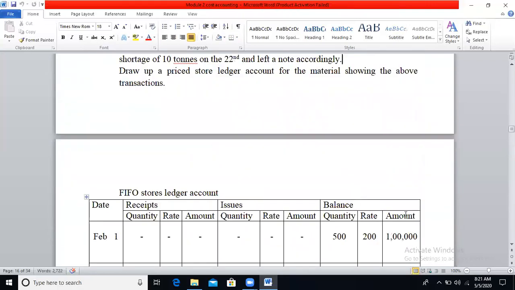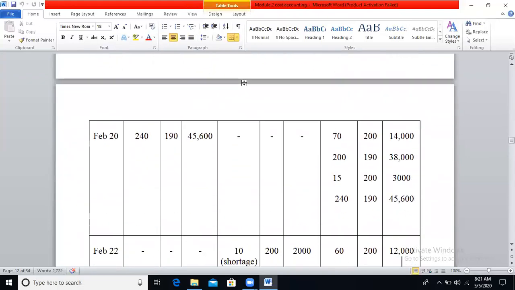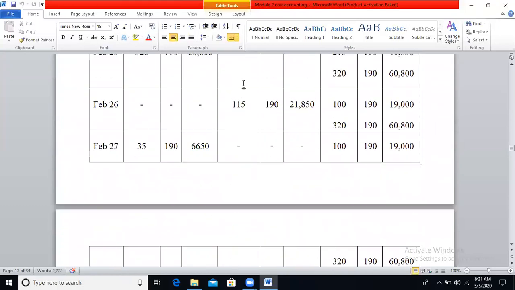The next transaction is February 27th. Returned from department, 35 tons. Returns will be considered as a receipt. So on February 27th, returns will be considered as receipts only, 35 tons. At what price will you consider it if they have not given any price for the returned goods? What is the price prevailing in the balance column? The first price will be considered. So at 190 you will consider 35 into 190, you will get 6,650.